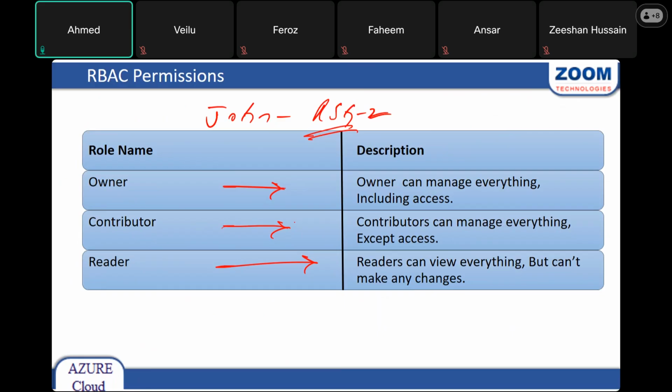Okay, so RBAC means what? Role based access control. I'm giving John the chance to become owner of resource group 2. By using RBAC, I'm giving the permission to John to become owner. So as an owner, John, I can create, I can delete, I can manage the services in the resource group.